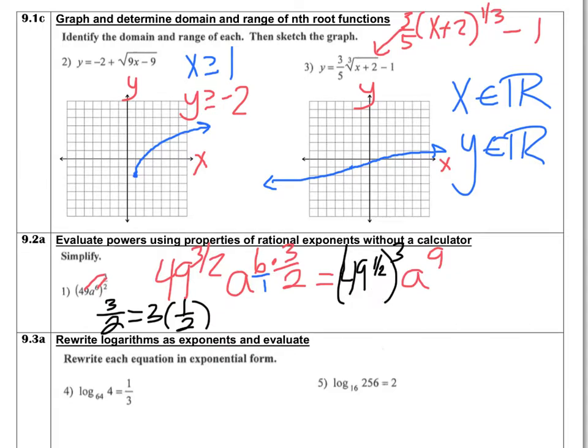The square root of 49 is 7. So this actually becomes 7 cubed, a to the 9th. You can simplify 7 cubed. It becomes 343, a to the 9th power is our final answer.